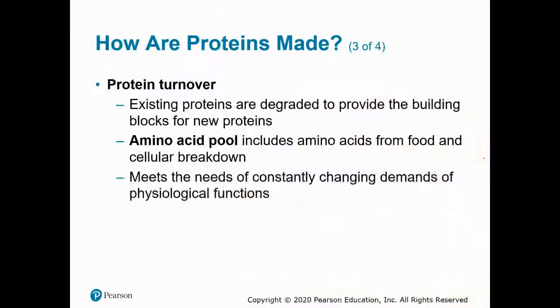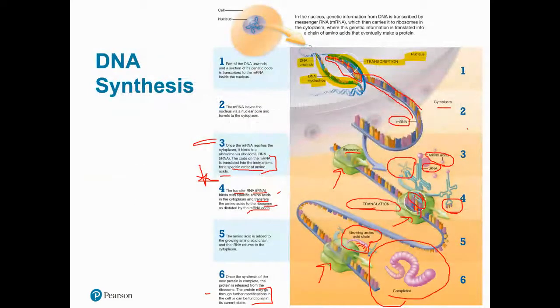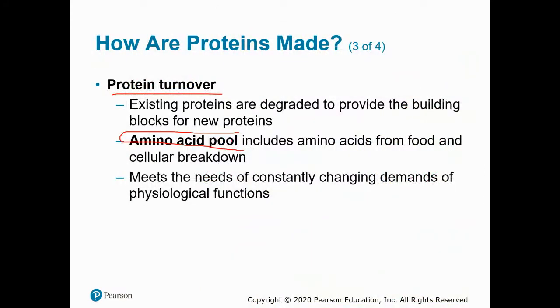Okay, so going back a little bit, how are proteins made? So there's this concept of protein turnover, right? Which contributes to the amino acid pool. So right in here, when I say that this transfer RNA can just go out and pick up amino acids free floating in the cytoplasm, that's what we mean by amino acid pool, is that most cells are going to have this very small pool of amino acids that come from our food or from breakdown of certain proteins inside the cell once they're no longer needed.